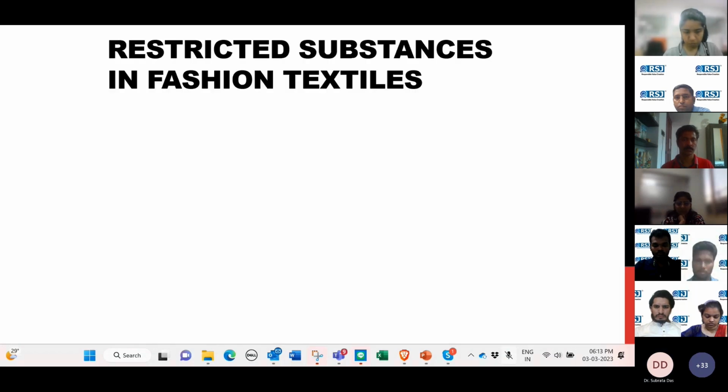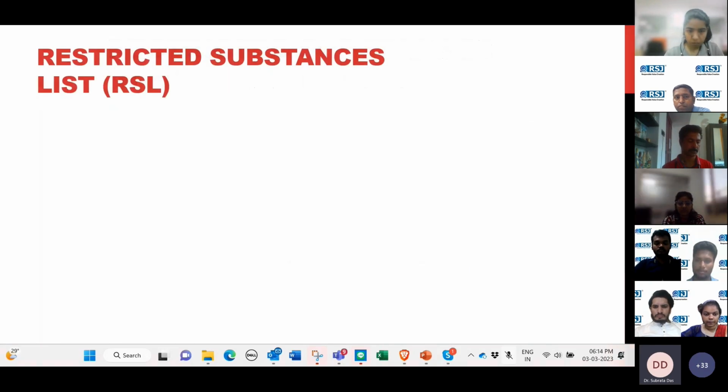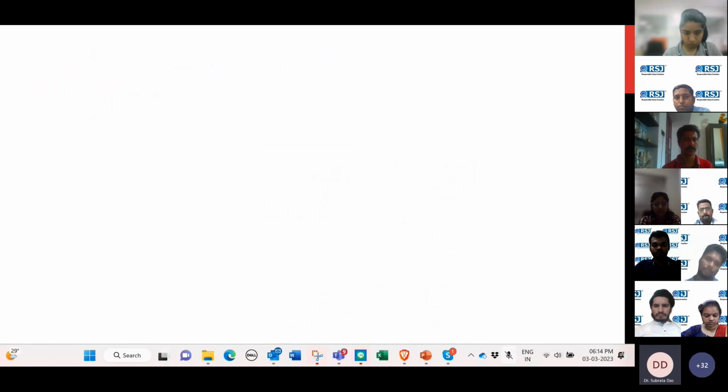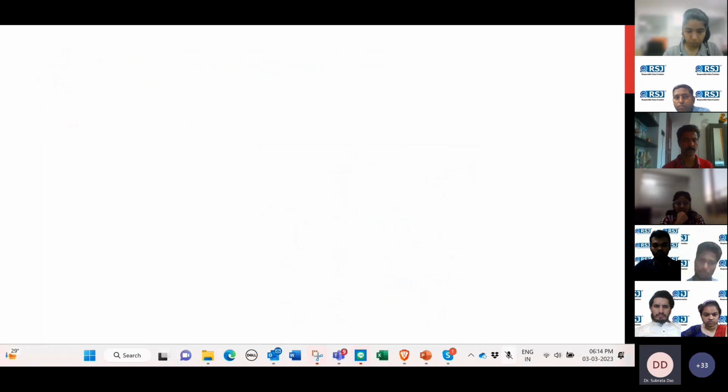Now, we'll talk very quickly about some of the restricted substances in fashion textiles in general, because our apparel industry uses 43 million tons of chemicals every year. So the nature of the chemicals is very important. I will quickly go through this. That's why buyers restrict these substances and prepare a restricted substances list, RSL as we call it, which is monitored very strictly, especially for the end product, or the finished product, of the garment.